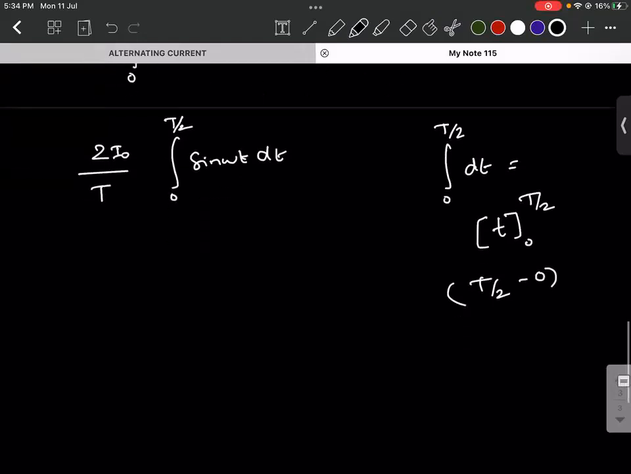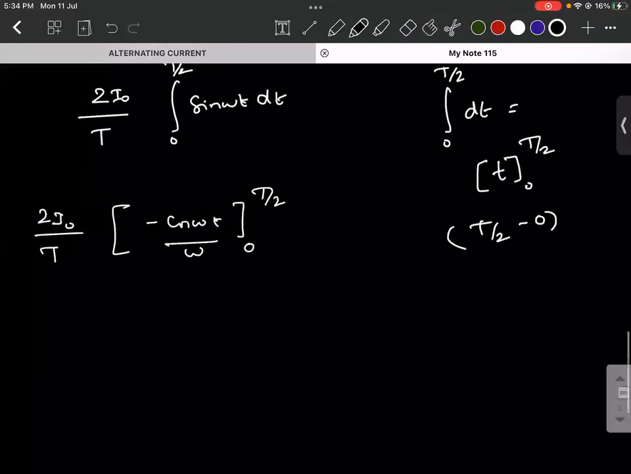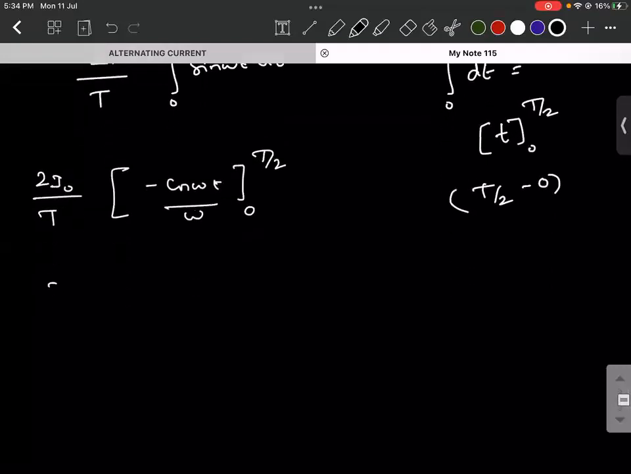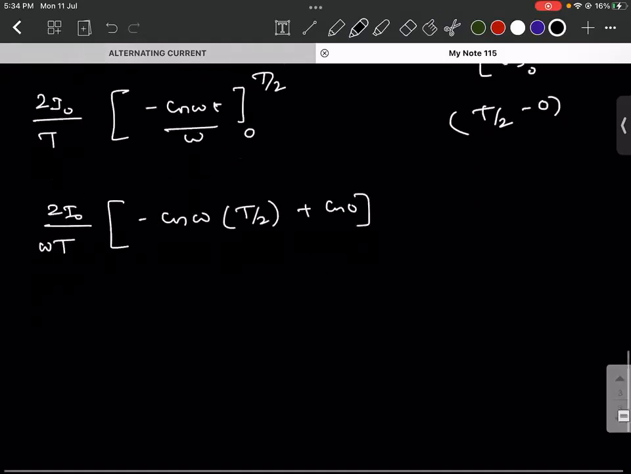I hope most of you got it. So let me do it for the sake of people who didn't get it. So minus cos omega t divided by omega, between 0 to T by 2. So 2 I naught divided by T, I can take that omega outside. Minus cos of omega into T by 2, minus of minus 0. That is plus cos 0.